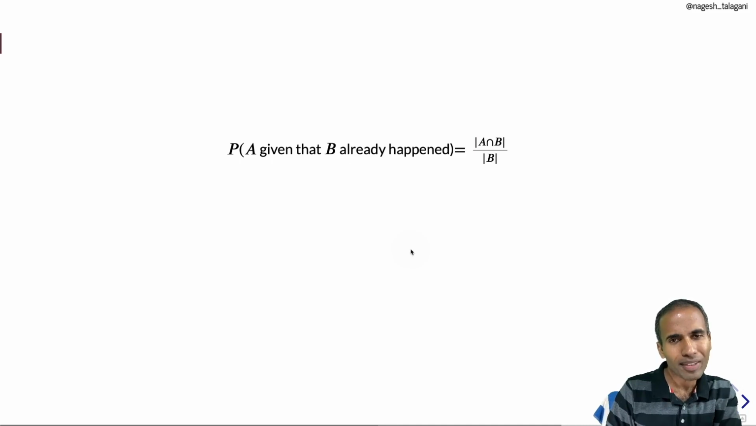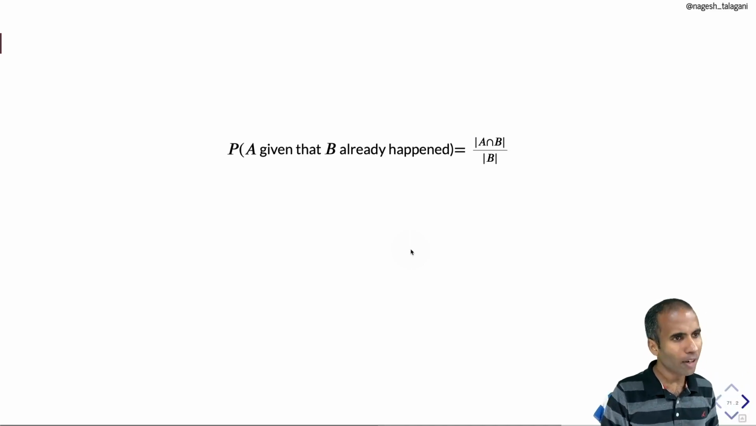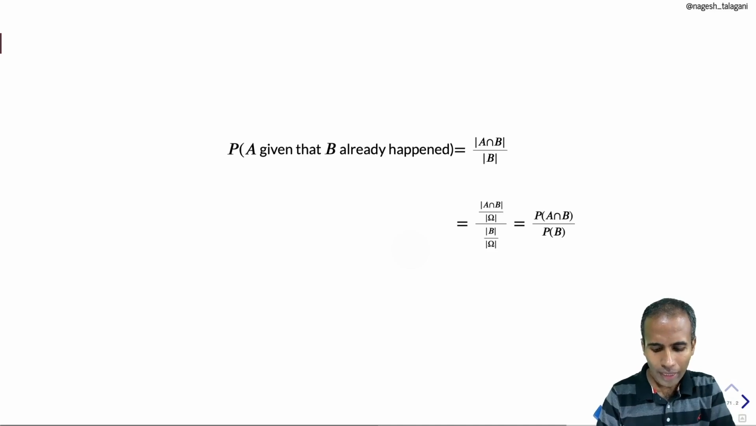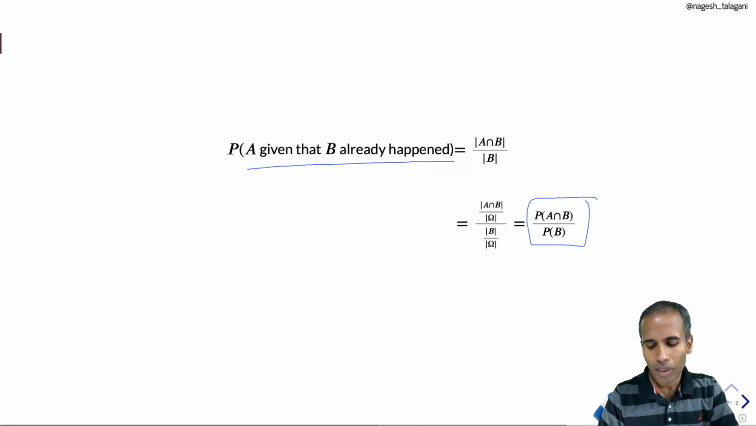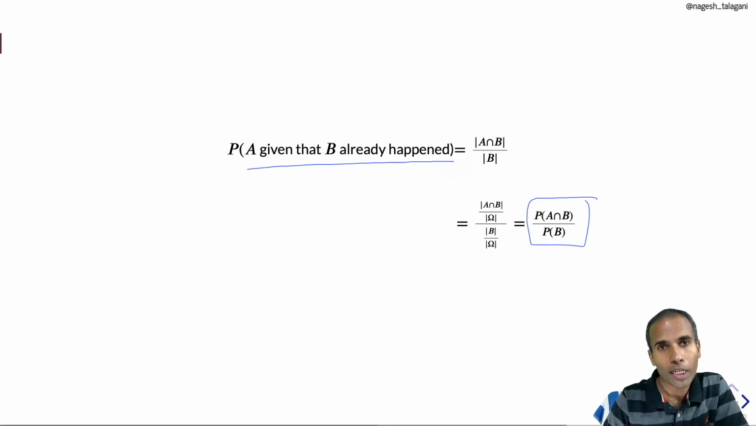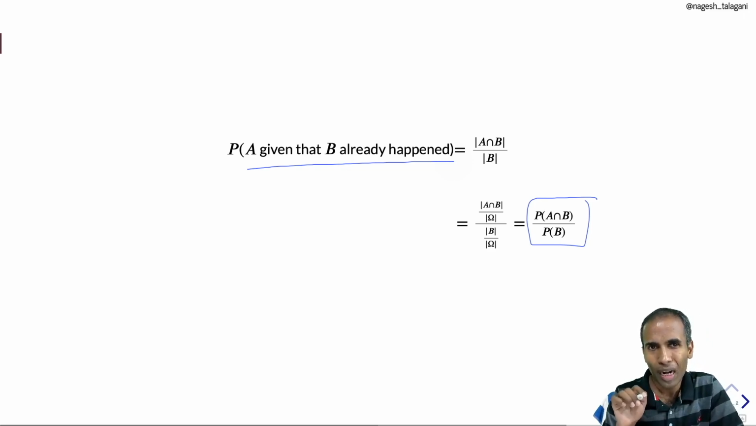Okay. Now let us try to express this probability in terms of our original probabilities. For that, let us divide the numerator and denominator by the number of elements in omega. Then the numerator is nothing but the probability of A intersection B. The denominator is nothing but the probability of B. So we got this updating rule. The probability of A given that B already happened, we are updating as the probability of A intersection B by the probability of B.